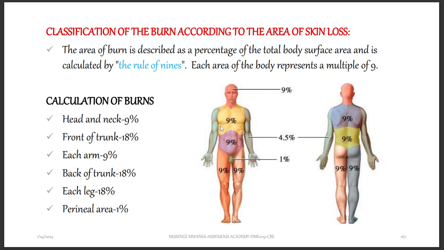Say for example, a person has got a burn of the entire front part of one of the upper limbs, and then the entire head, how much area has been burnt? So the front of the upper limb is just 4.5. The entire head is 9%, so add that 9 and 4.5, that will give you the area of the skin that has been burnt in comparison to the total body.